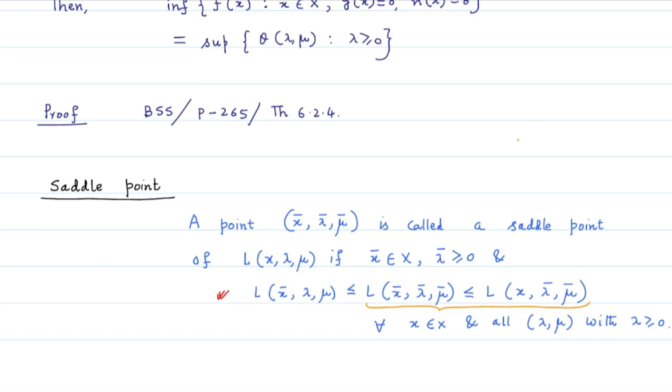That means for this function L(x, lambda, mu), where the values of lambda and mu are lambda bar and mu bar, the point x bar is a minimum point, which follows from this side of the inequality. And from the other side of the inequality we notice that this assures that the point lambda bar, mu bar is a maximum point of the function L(x bar, lambda, mu).